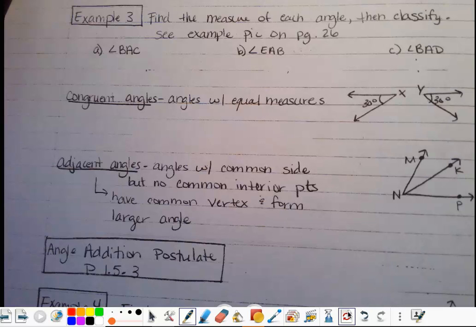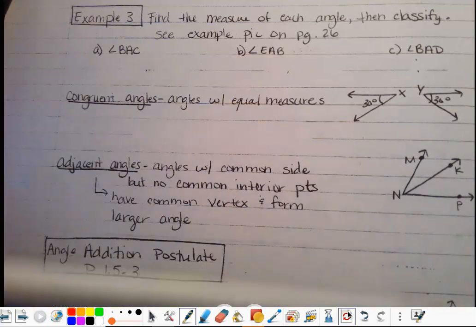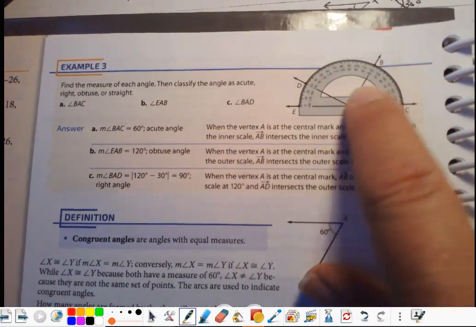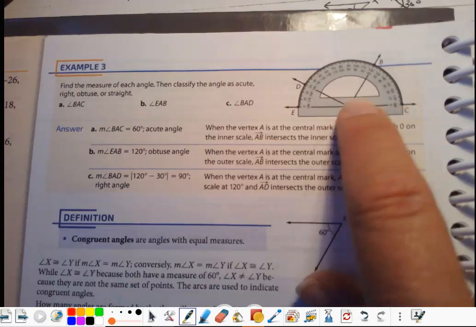What do you mean? Well, first of all, you could ask yourself, is this an acute angle? Is it a right angle? Remember, right is always 90 degrees. It's acute. So if we look at BAC, that's an acute angle.